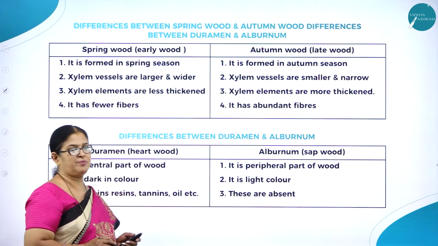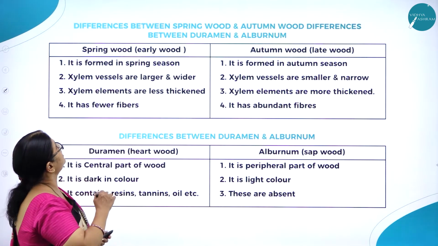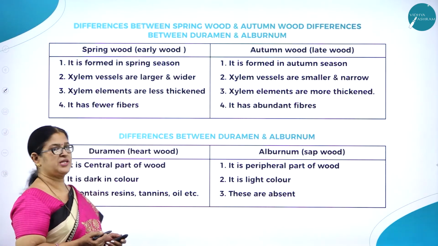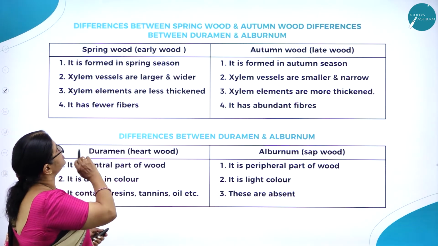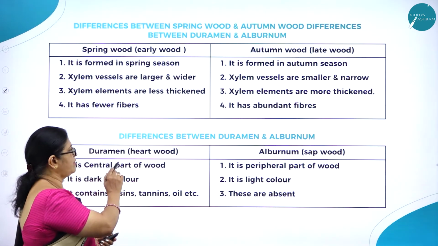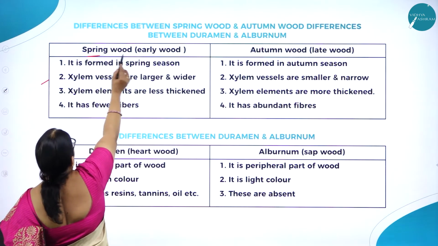Hope you all have understood about the secondary growth both in dicot stem and monocot stem. Now let us understand the differences between, as I said, the questions which are usually asked in the exam: differences between springwood or earlywood, autumnwood or latewood, duramen or heartwood, and alburnum or sapwood. We'll move on to the first one, springwood or earlywood.